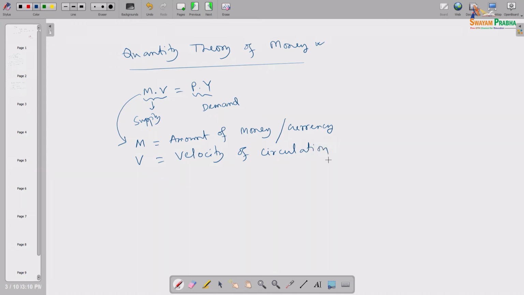Velocity of circulation. What is that velocity of circulation? Let me give an example. Suppose, within a time point, say one day, one particular unit of money performs how many different valuation activities? Suppose I have a 10 rupee note.